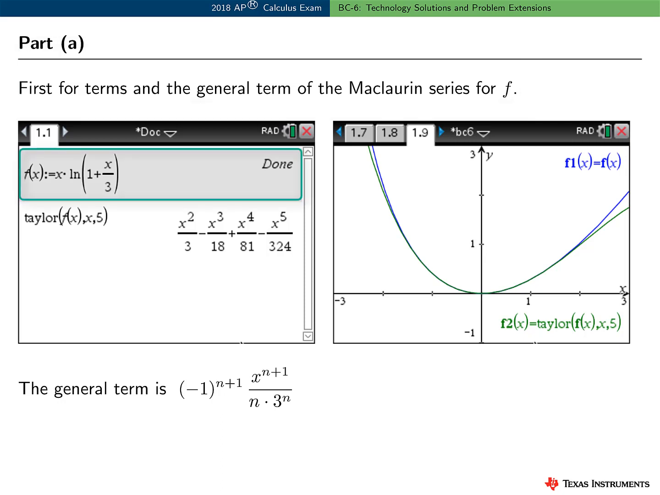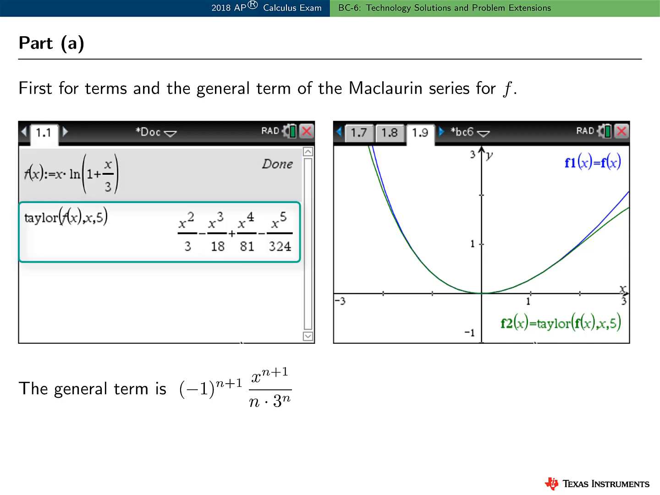Using the TI-Nspire CAS, I defined the function f. And then I used the command Taylor. And the arguments here are pretty logical. The function, the variable, the degree of the polynomial, and then an optional argument. By default, the Taylor polynomial is centered at 0. So this command actually returns a Maclaurin polynomial. But we could find a Taylor polynomial centered at any value x equal a.